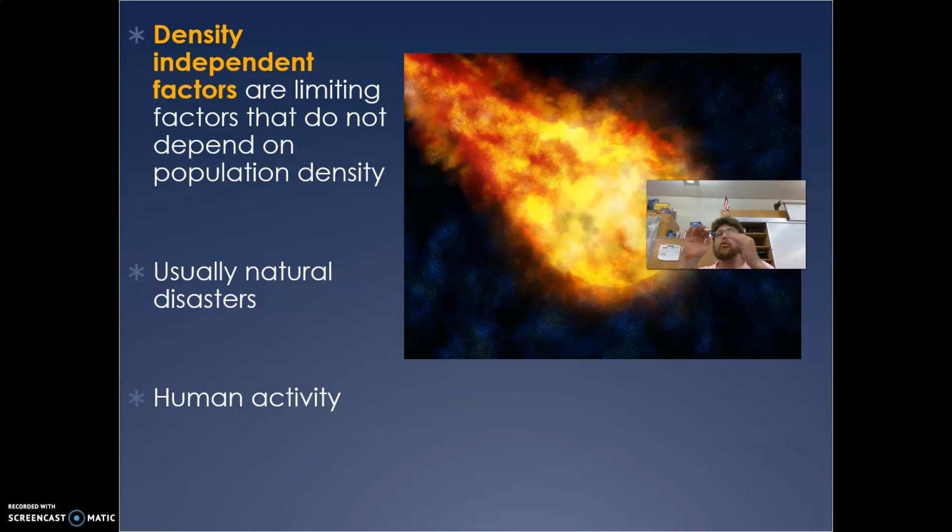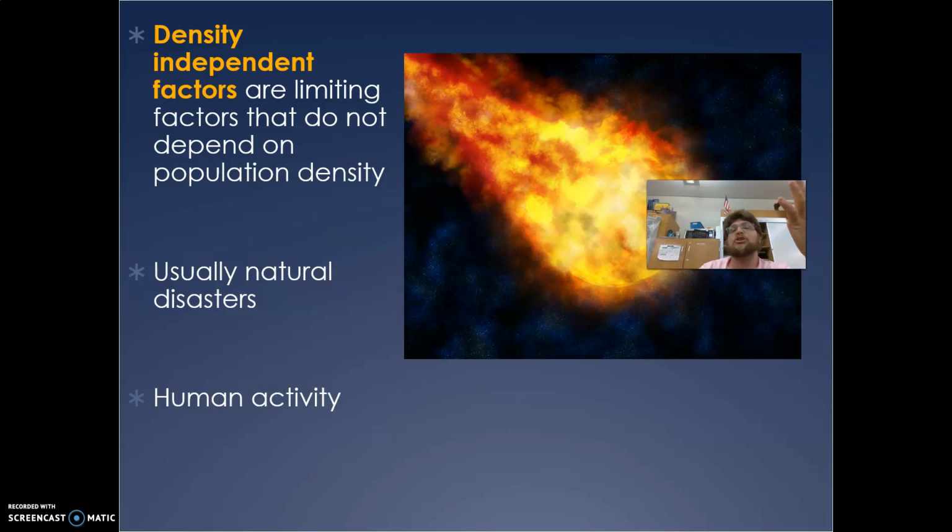Now, the other category of factors, they don't care about population density. These factors don't change based off of whether you have just 1 individual or a billion individuals in the same space, and they're called density-independent factors. They are independent of density. And so usually these are natural disasters.